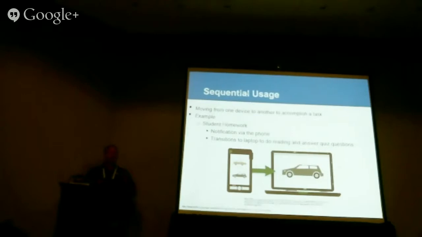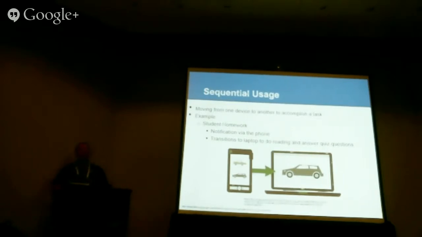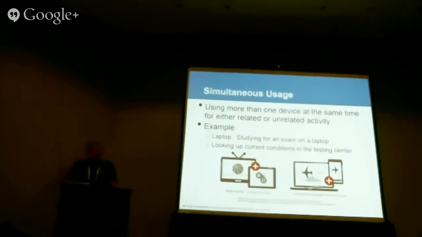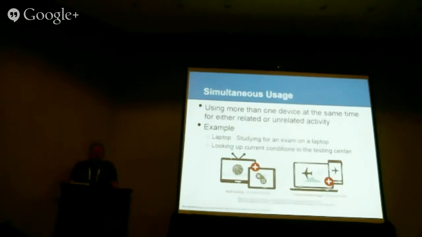For instance, one of the common things to do is to email yourself a link. I found something great on my cell phone, I'm really interested, I want to buy it later, so I email myself the link to do more research on my desktop. That's a very common thing to do. And a lot of times we use search as that bridge between different devices. The other way you can interact is simultaneous usage. This is using one or more devices at the same time, either for related or unrelated activity.